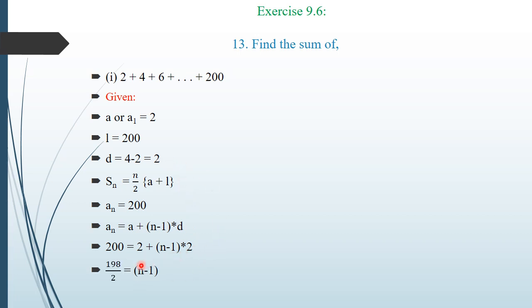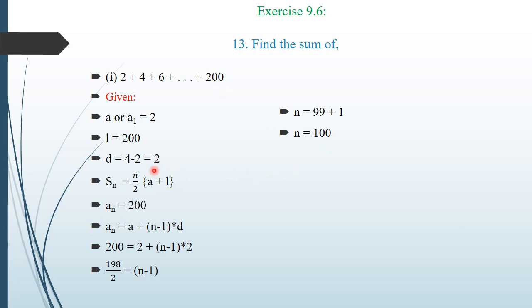Simplifying this equation, we get 200 minus this 2, we will get it on the other side, that is going to be equal to 200 minus 2, that is 198, and this 2 will come in the denominator, that is 198 divided by 2, that will be equal to n minus 1 here. When we simplify this further, 198 divided by 2 is going to give me 99, and when I solve for n, this minus 1 will come on the other side, that is going to be equal to plus 1. Therefore, there are 100 terms present in this sequence, that is n equal to 100.